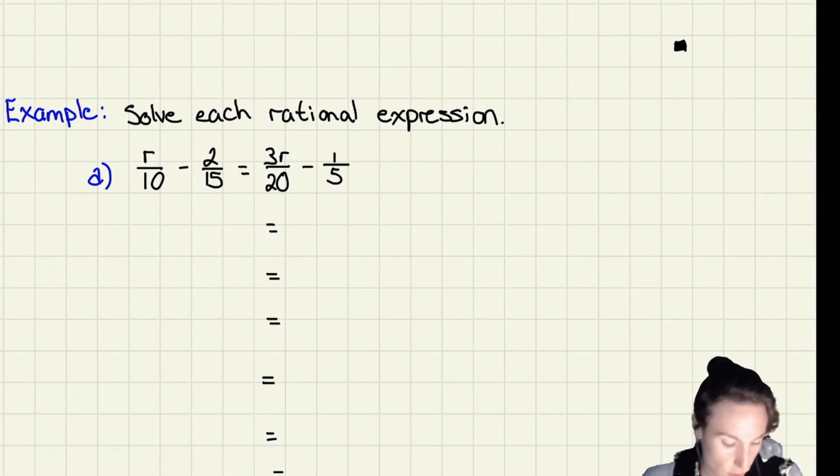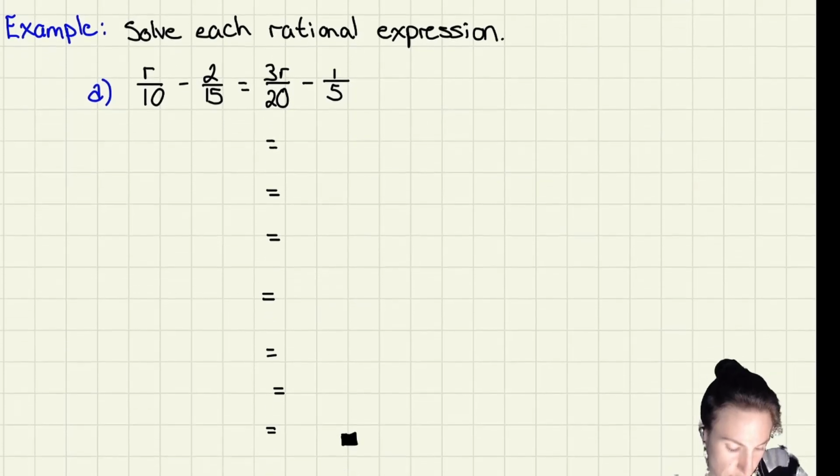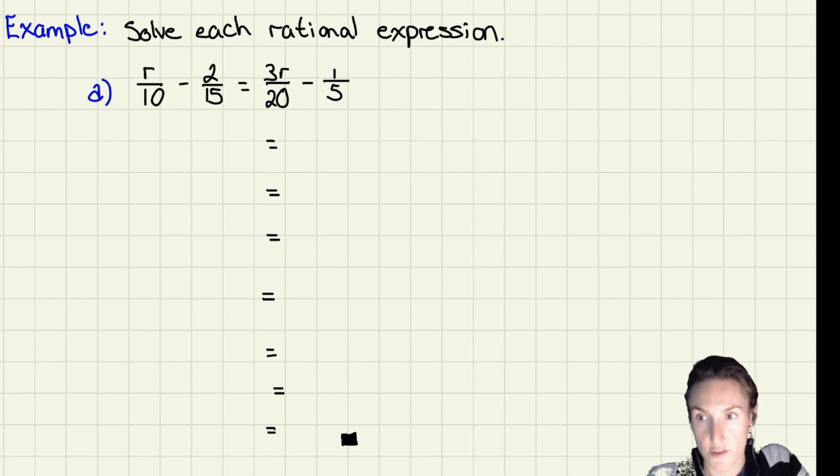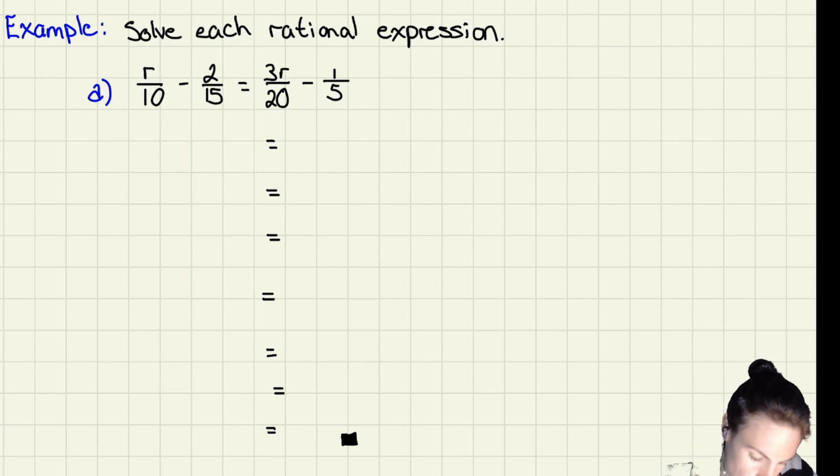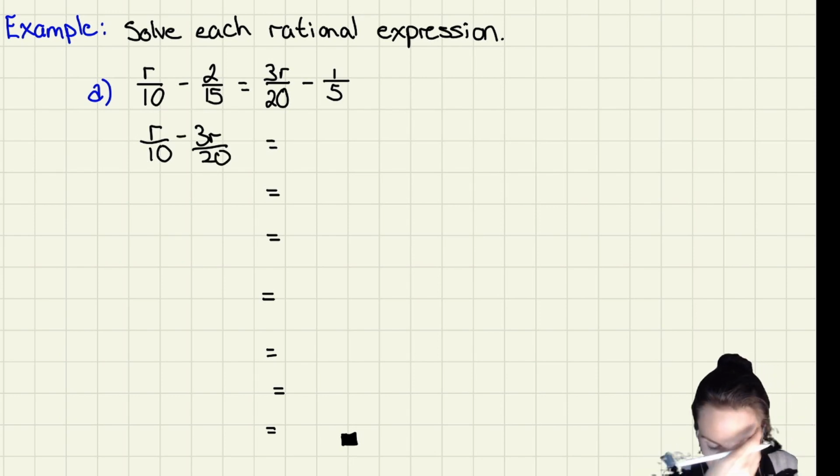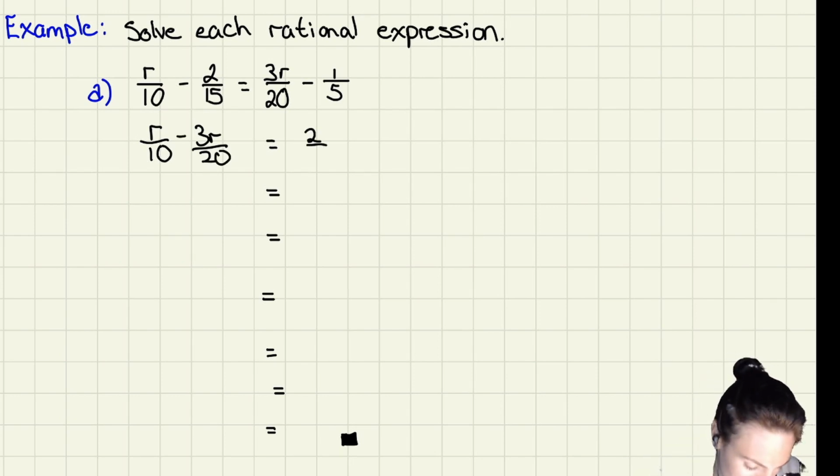Now let's try to solve some of these rational expressions. I have to make a common denominator, but one thing I can do first is bring all of my r's on one side, and then all of the constants on another side. So we are going to have r over 10, and I'm going to bring the 3r over 20 onto the other side, but I have to put a minus. And then I'm going to have 2 over 15 minus 1 over 5.